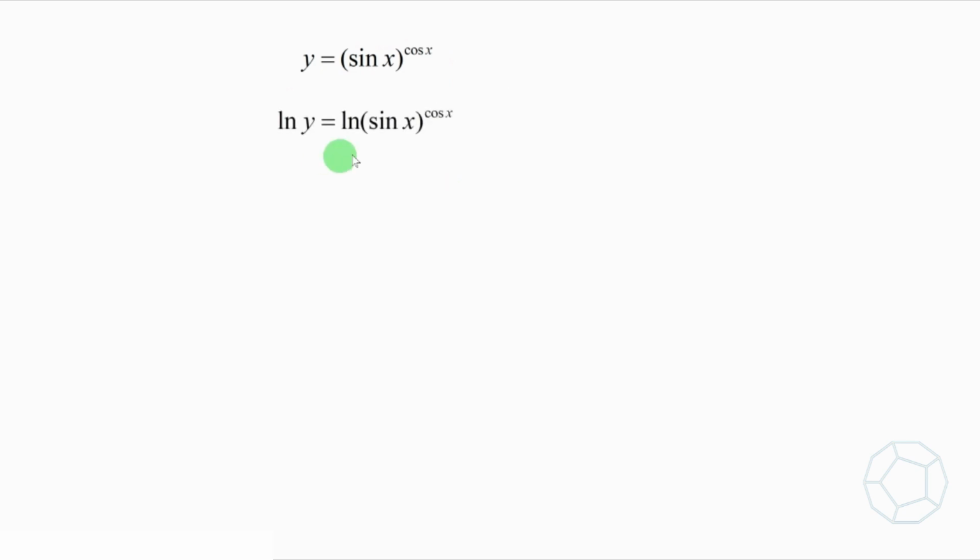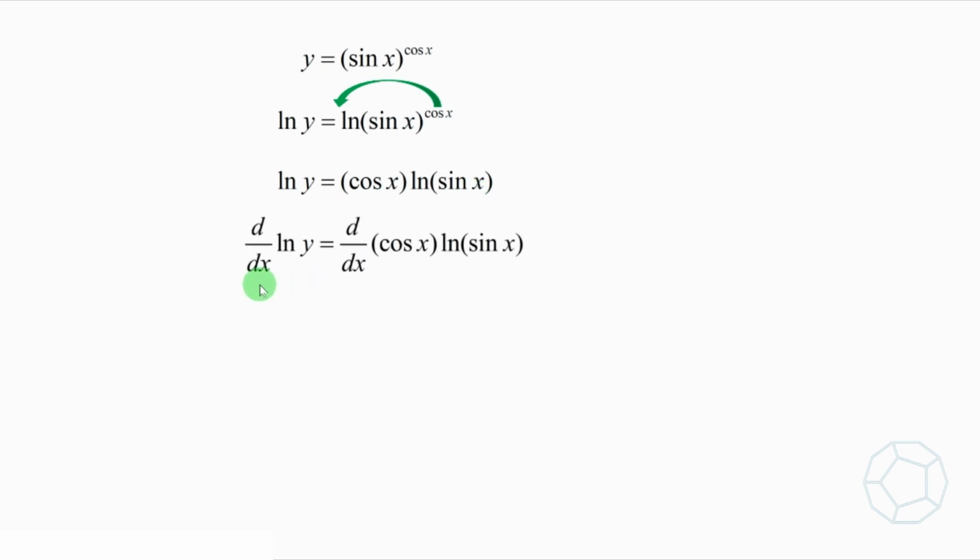Well, let's take log on both sides of the equation. Using property of logarithm, the index cosine x can be moved to the front. Therefore, log y is equal to cosine x times log sine x. Now, we can differentiate both sides with respect to x.